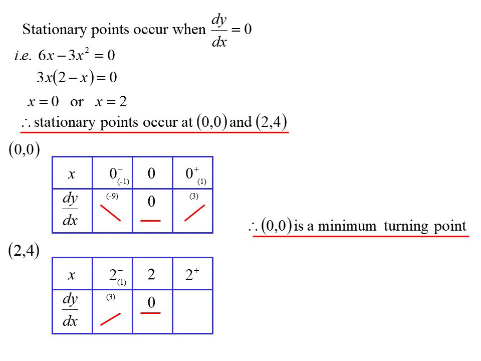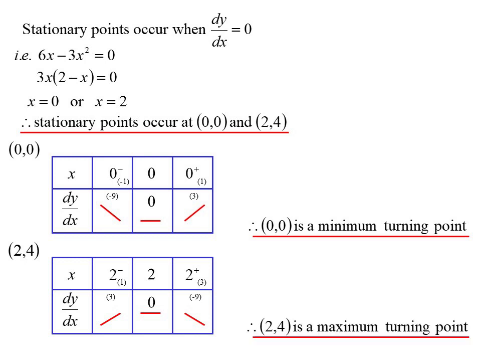Right hand side, again, I can pick any number I like. What did I go for? Yeah, I just went for the next integer, 3. Substitute in, -9. Okay, there's my little picture. I can see what it's doing. 2, 4. It's a maximum.